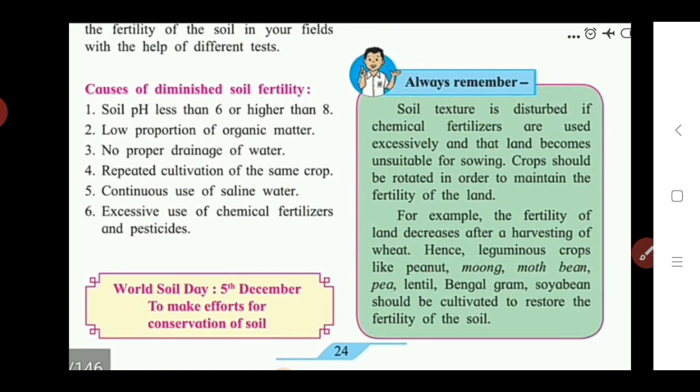So to avoid this you should rotate the crops in order to maintain the fertility. If we get the yield of different crops one after another, for example when we harvest the wheat and after that take leguminous crops like peanut, moong, moth bean, pea, lentil, Bengal gram, then it helps to maintain the fertility of that soil. In that way you can increase or maintain the fertility of soil.